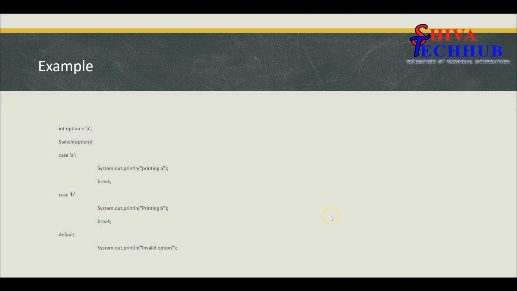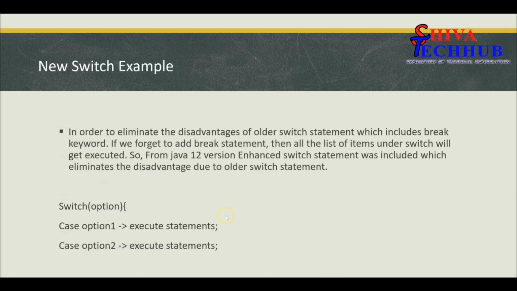That is why, from Java 12, we got an enhanced version of switch, which is what I have mentioned over here. If you forgot to add the break statement, then all the items under the switch will be executed. In order to eliminate the disadvantage of adding the extra break reserved keyword in the switch statement, we can use the lambda type of expression. Whenever you add an arrow operator between two statements, on the left as well as the right, this is what we call a lambda expression.